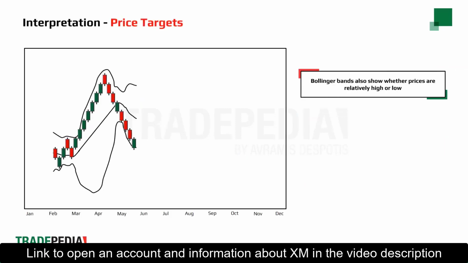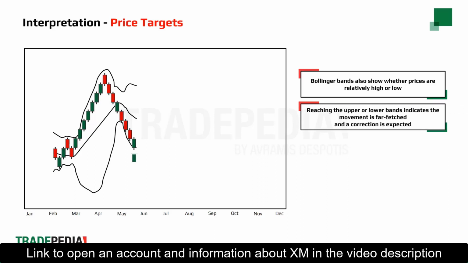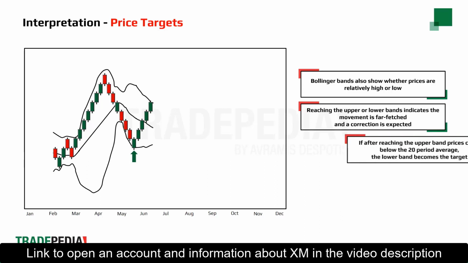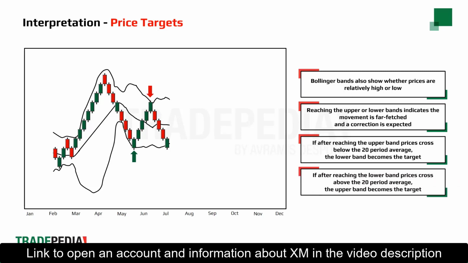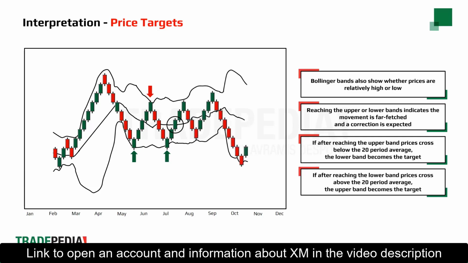Bollinger Bands also show whether prices are relatively high or low. Reaching the upper or lower bands indicates the movement is far-fetched and a correction is expected. If, after reaching the upper band, prices cross below the 20-period average, the lower band becomes the target. If, after reaching the lower band, prices cross above the 20-period average, the upper band becomes the target.